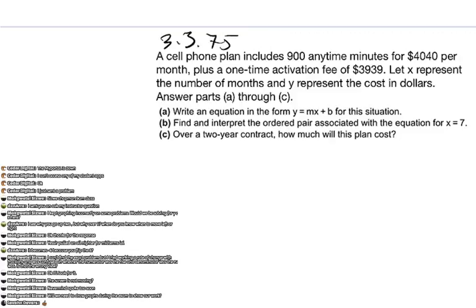Okay. Let's see. So this comes from section 3.3, question 75. It says a cell phone plan includes 900 anytime minutes for $440 a month. That can't be right. 900 anytime minutes, 4,000. Wait a minute. Am I reading this right?